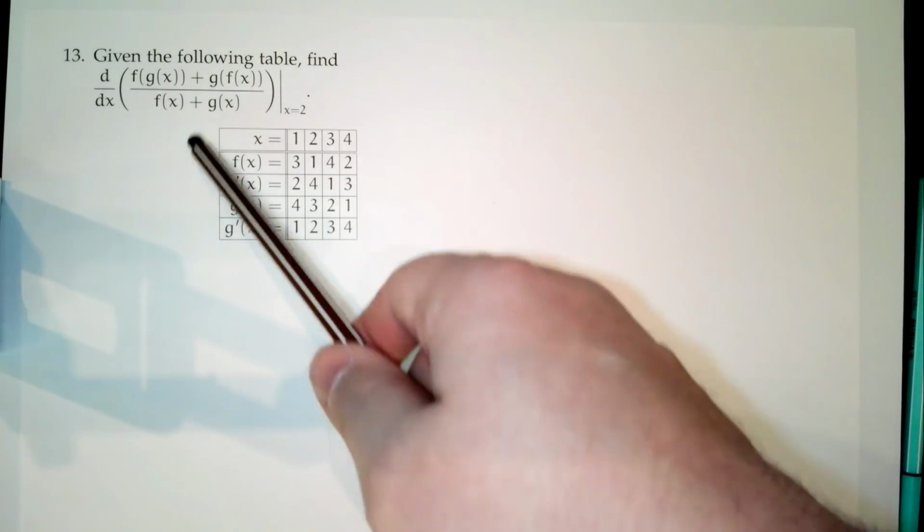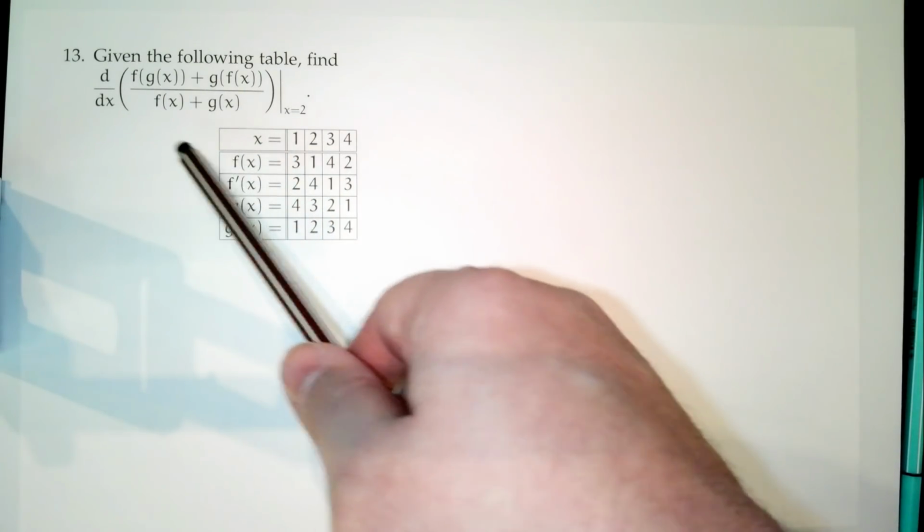Number 13. Ugh. All right. Given the following table. Okay, so this test, can you read the information from a table and use it? So I have this big table, and I want to take a derivative, f of g of x plus g of f of x divided by f of x plus g of x, evaluated at x equals 2.